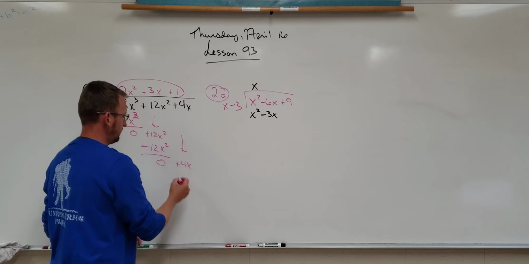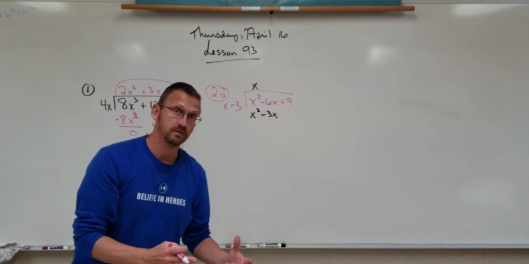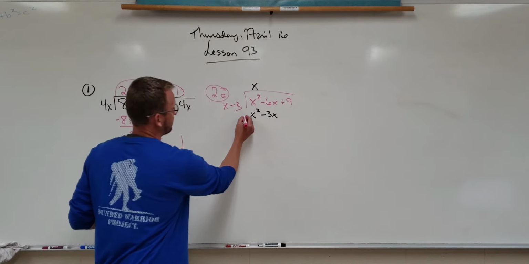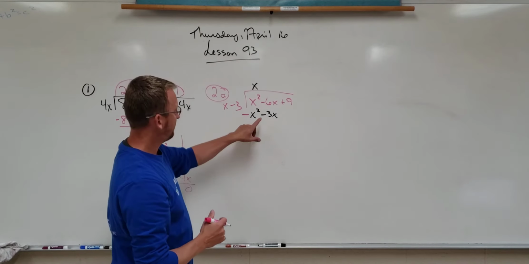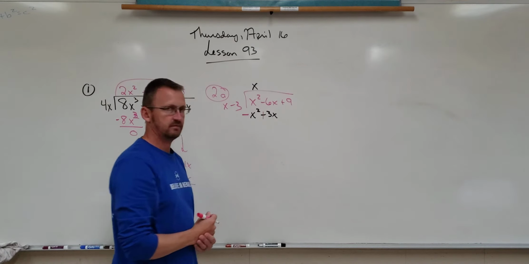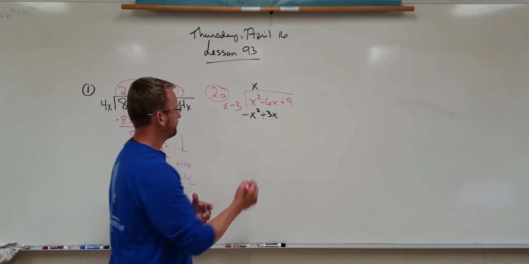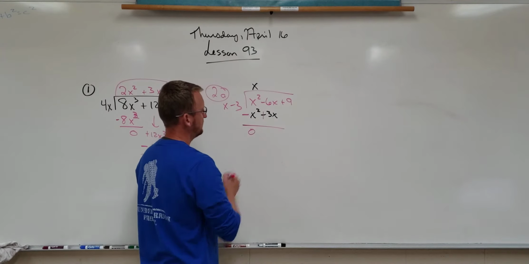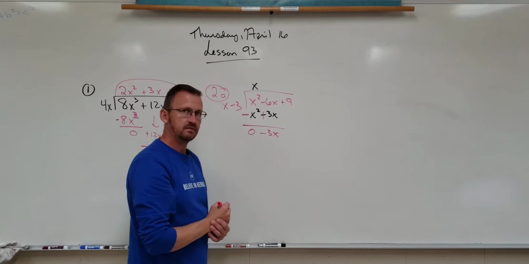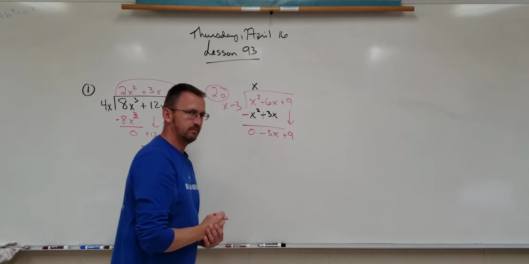Now, don't forget, going back to elementary, we've got to make sure that we subtract, which means I need to subtract this. And if I'm subtracting a negative, it becomes a positive. So your signs will change. Here, we get 0. Negative 6 plus 3 gives me a negative 3x. Don't forget, bring down the next term.